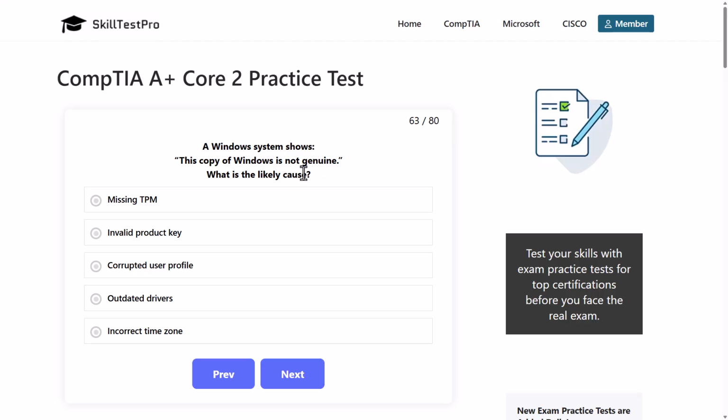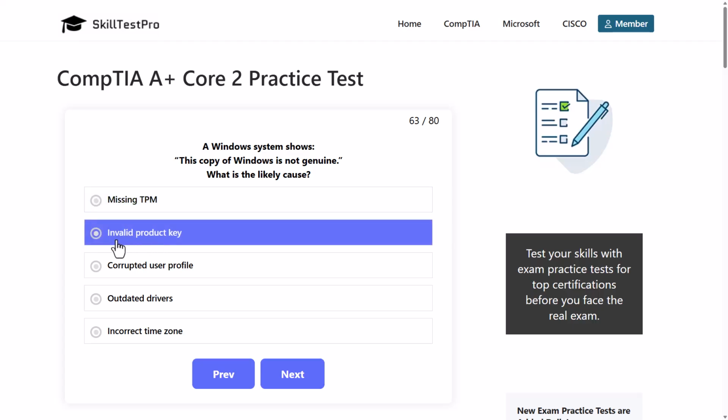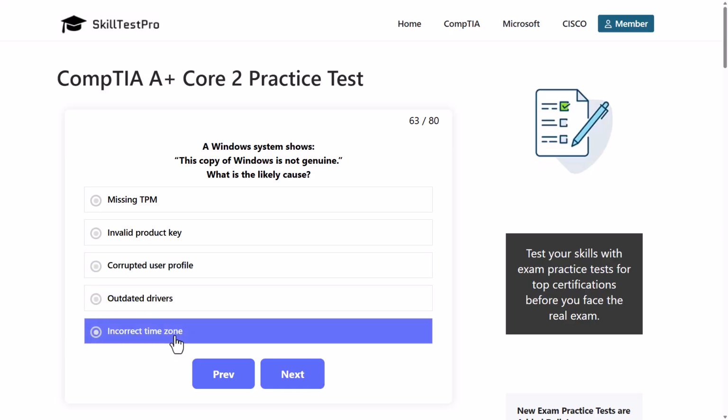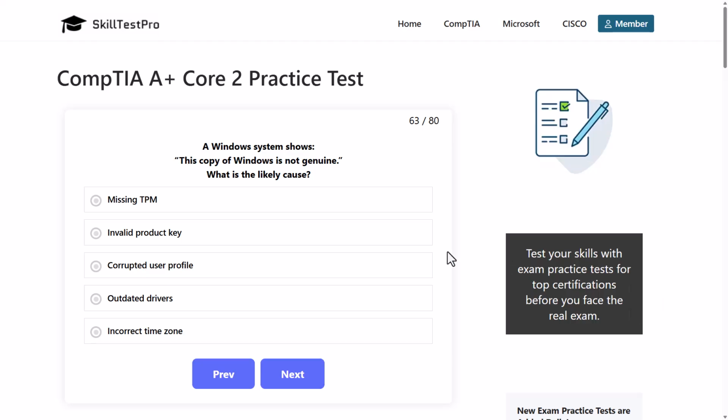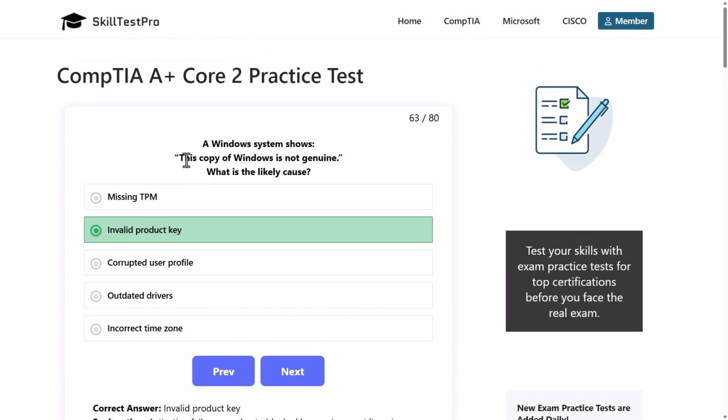What is the likely cause? Missing TPM, invalid product key, corrupted user profile, outdated drivers, or incorrect time zone. This is a very easy question, so which would be the correct answer? And yes, the correct answer is invalid product key, as activation failures are due to blocked keys or incorrect licensing. So if you are getting this error, this copy of Windows is not genuine, most likely the product key doesn't exist, or it is incorrectly entered or is incorrect altogether.